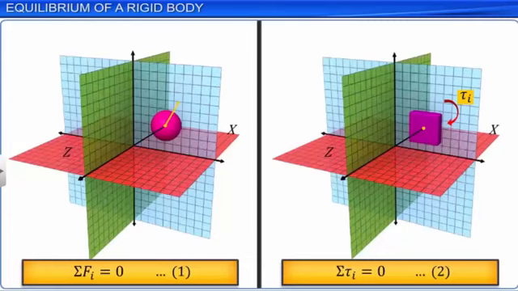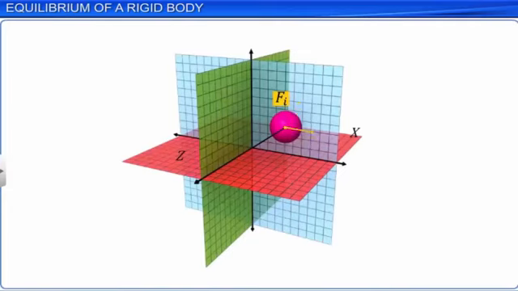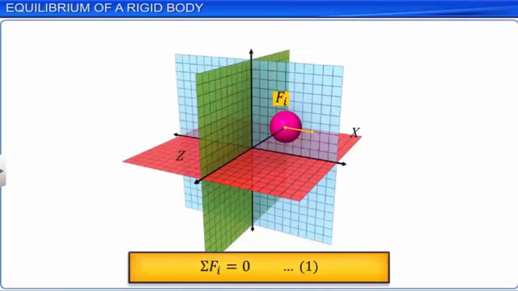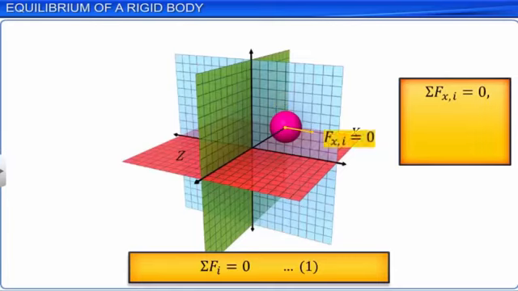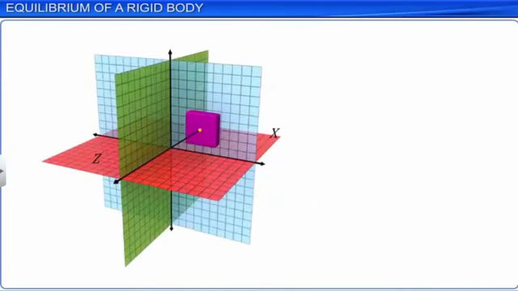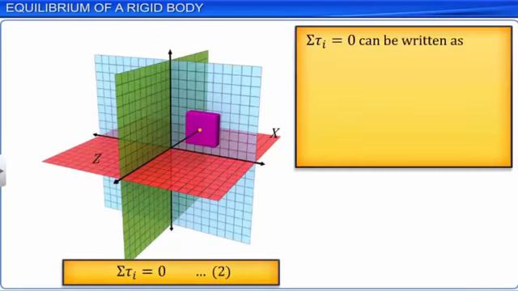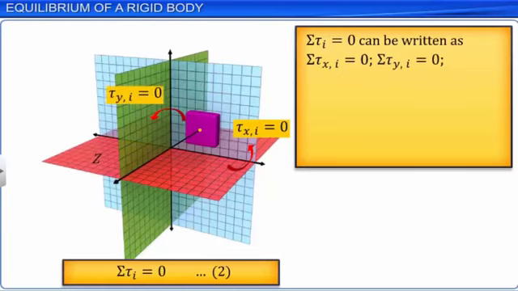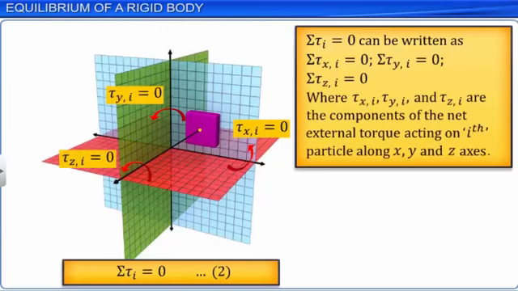In scalar notation, equation sigma Fi is equal to 0 can be written as 3 independent equations. Sigma Fxi is equal to 0. Sigma Fyi is equal to 0. And sigma Fzi is equal to 0. And the equation sigma tau i is equal to 0 can also be written as 3 independent equations in scalar notation as sigma tau xi is equal to 0. Sigma tau yi is equal to 0. And sigma tau zi is equal to 0. A body is in mechanical equilibrium if these 6 independent scalar equations are satisfied.